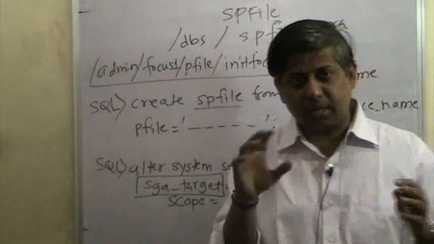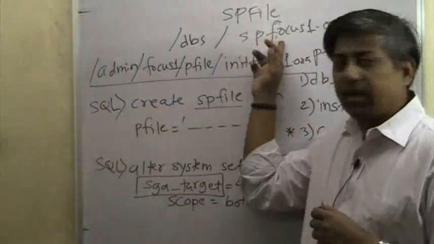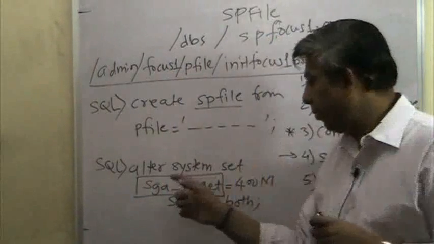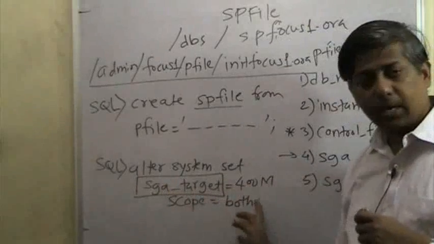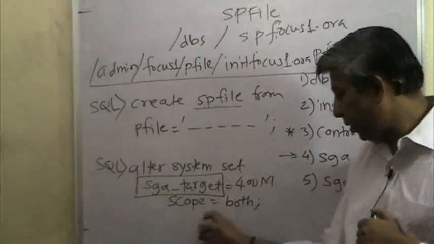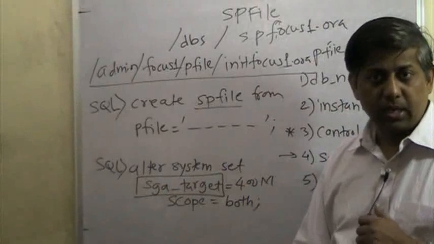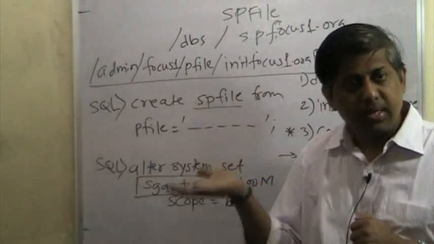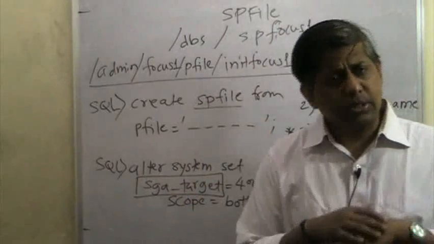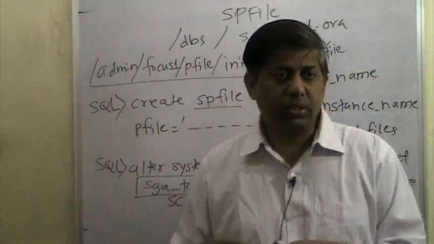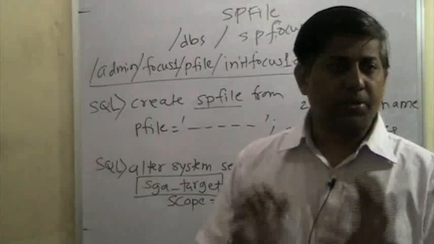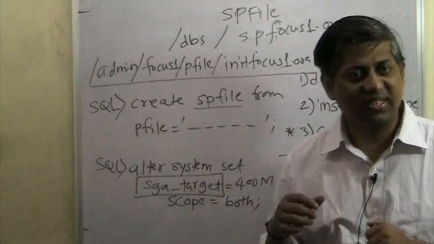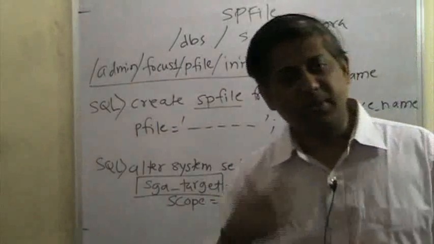So let me use the correct terminology. SP file is read when the database instance is started up. When we execute the command alter system set SGA target equal to something, and the scope is equal to both, the SP file is changed, and when we next time restart the database instance, then the SP file is reread. Our machine is never started, never rebooted in this discussion that we just talked about. Machine is still running. So I don't think I have answered your question. But tell me, I'm not able to answer your question.